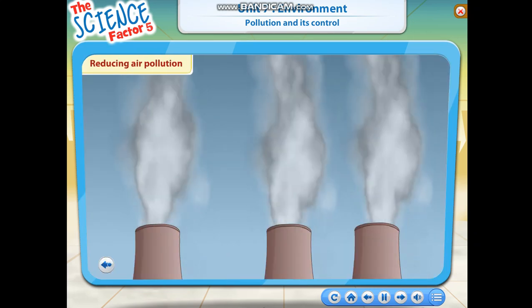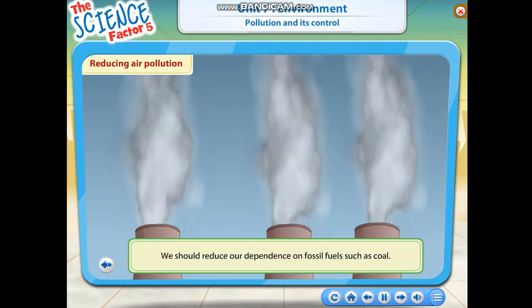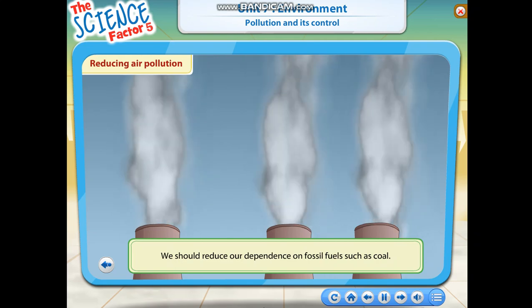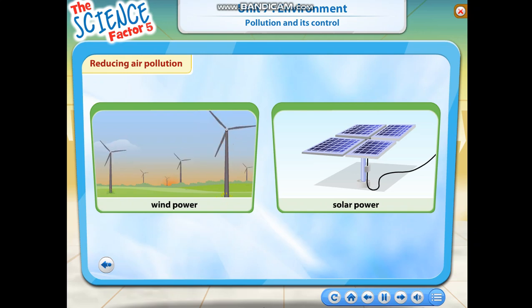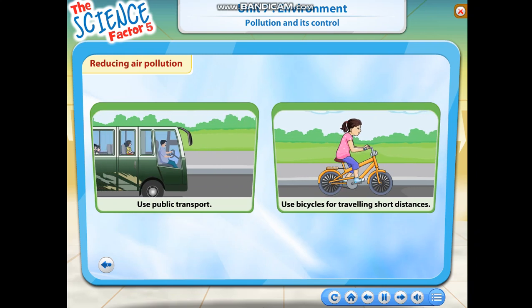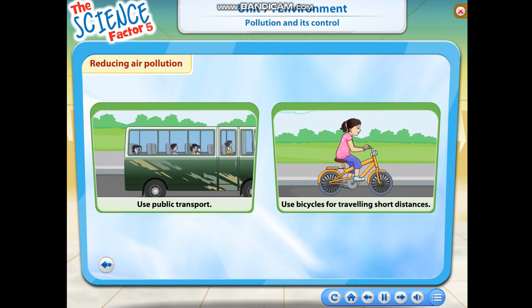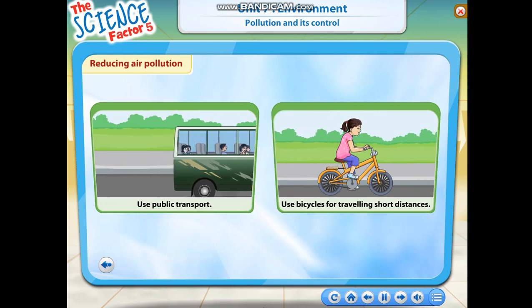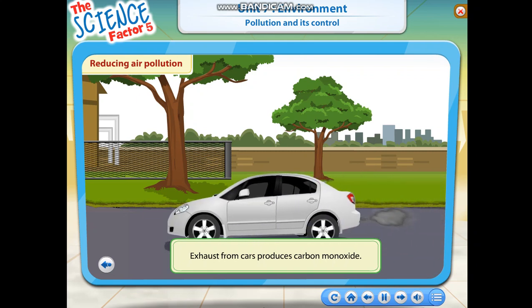Air pollution can be reduced a lot if we reduce our dependence on fossil fuels like coal for energy and instead use environment-friendly and renewable energy sources like wind and solar power. We can personally reduce air pollution by using public transport rather than a car or motorbike. We can even use bicycles for short distances. We should realize that exhaust from cars and motorbikes produce black fumes called carbon monoxide, which is a deadly gas.